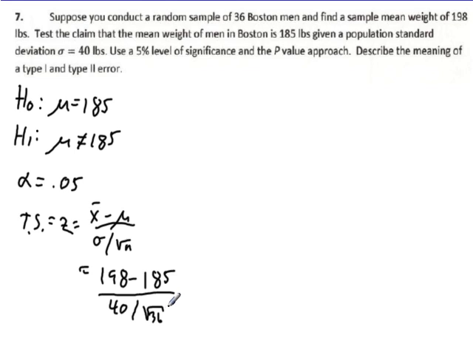So if we go to our calculator, we have to carefully enter this in. What I do is I subtract first, and then I get the bottom second. If you just enter 198 minus 185 and do these one at a time, it sometimes doesn't work out. So do the top all together, then do the bottom all together, and then divide. When I do this on my calculator, I come up with a z value of 1.95.